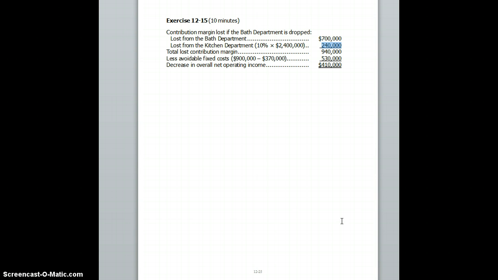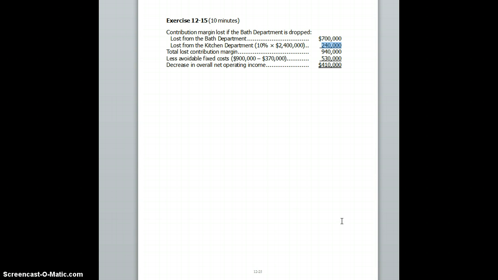Well, when we look at this total contribution format income statement, we see that the bath department has $700,000 of contribution margin. We also see it has fixed cost of $900,000. It's real easy to see why someone might think this. It looks like a loser. It has $200,000 of a loss versus the kitchen department, which has a $600,000 profit.